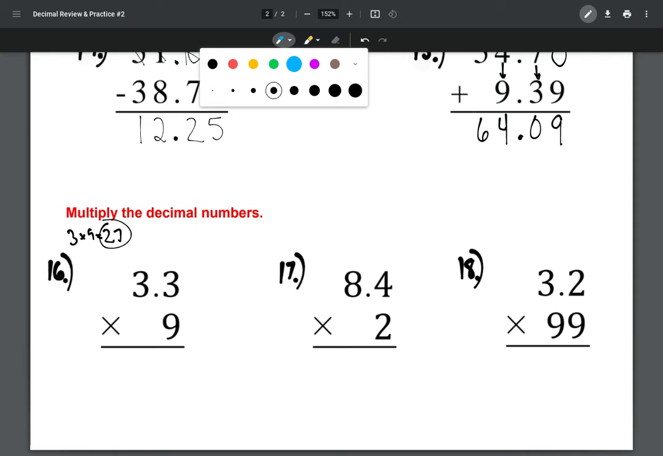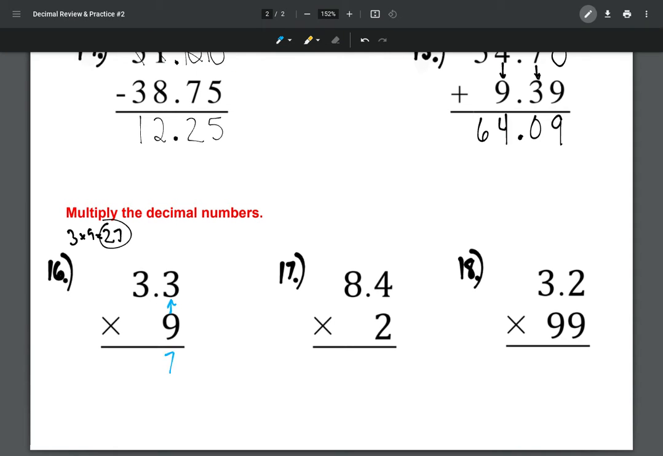Let's multiply. 9 times 3 is 27. Carry the 2. 9 times 3 is 27, plus the 2 that we carried is 29. And the only place I can put a decimal between these digits, 2, 9, and 7, that makes my answer close to 27, which is our ballpark estimate, is between the 9 and the 7. And 29 and 7 tenths is close to 27, so I know I'm correct.